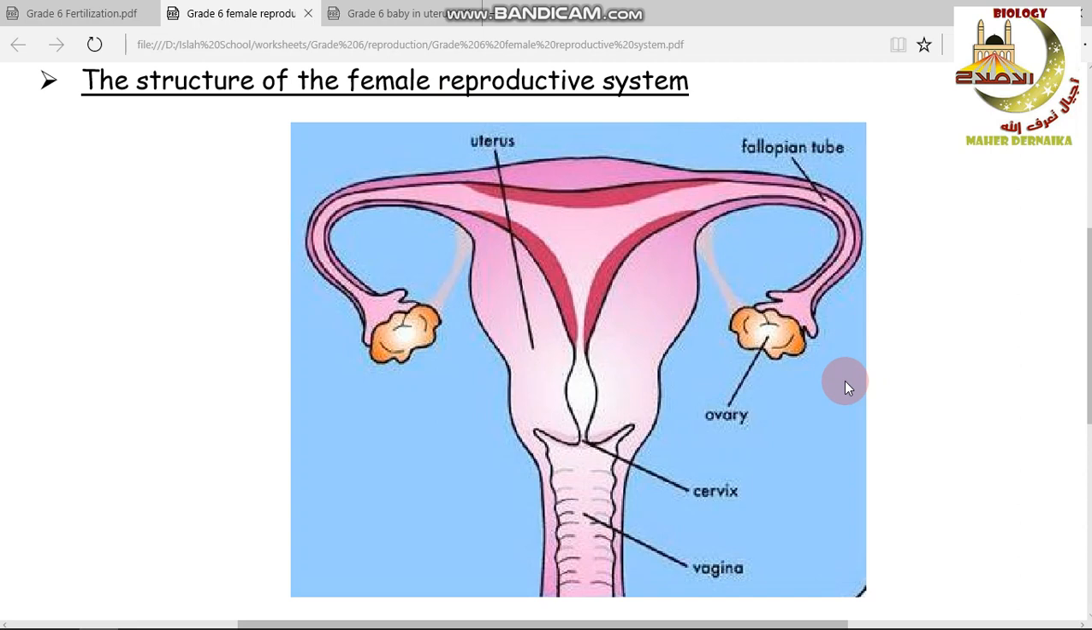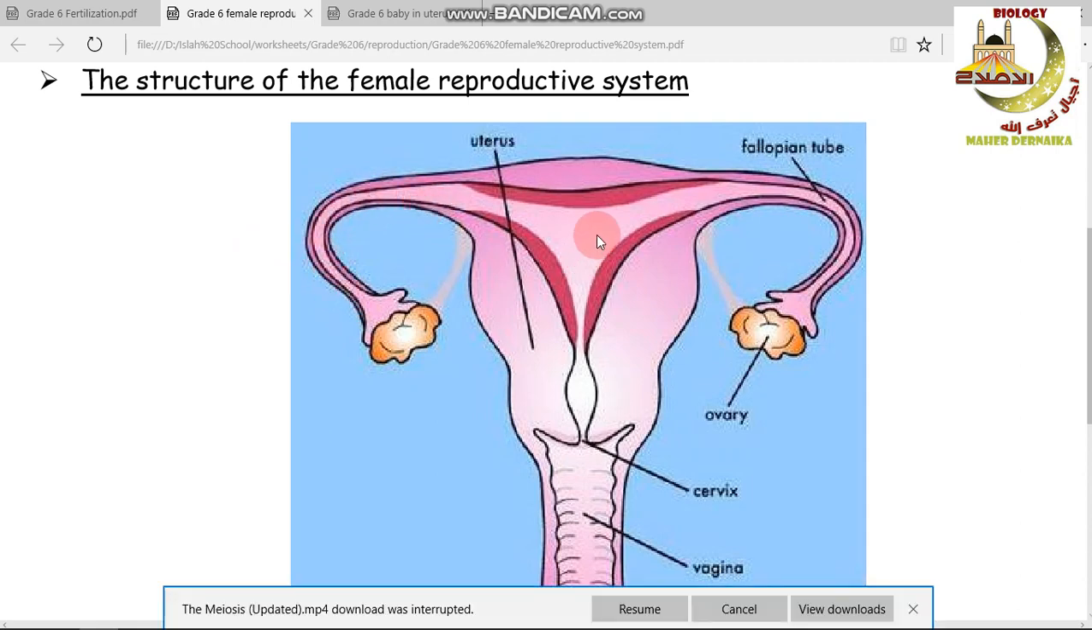Okay, so these are the parts of the female reproductive system, which is found in the abdomen of the female. These are the two ovaries, and we have the fallopian tube one here and fallopian tube one here. Here we have in the middle one uterus, and here we have the vagina.